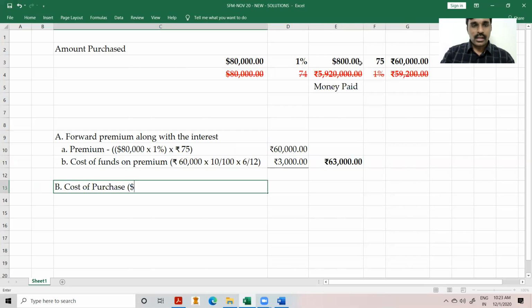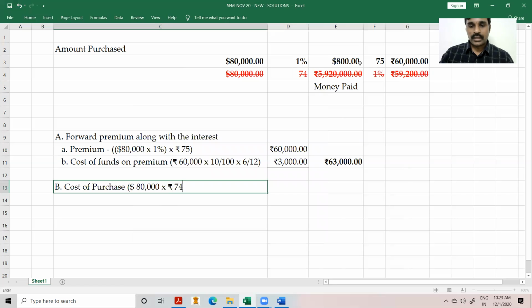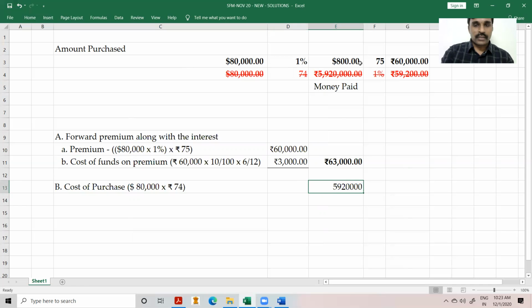$80,000 into the agreed upon rate of rupees 74. $80,000 into the agreed upon rate of 74 gives 59 lakhs 20,000. Okay, 59 lakhs 20,000. Therefore, the net cost will be this point. The net cost will be 59 lakhs 83,000.